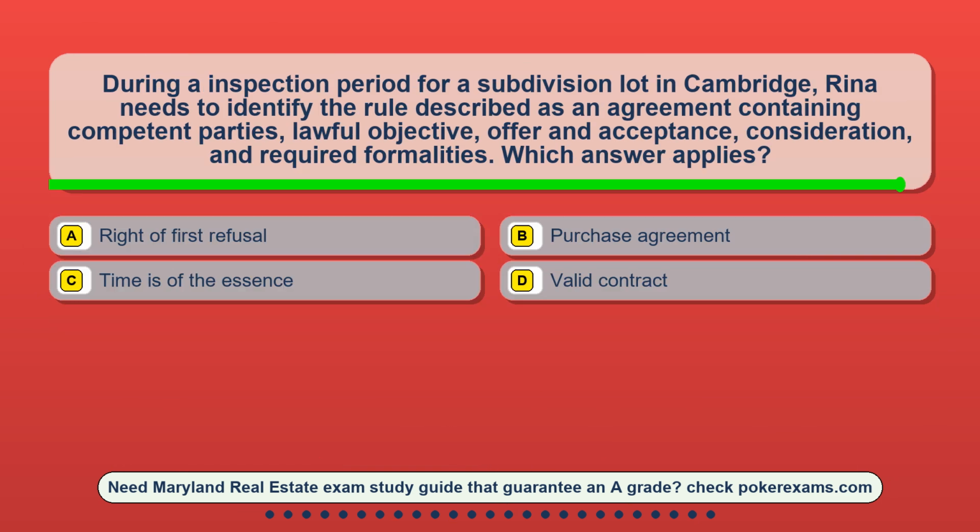Question 12. During an inspection period for a subdivision lot in Cambridge, RENA needs to identify the rule described as an agreement containing competent parties, lawful objective, offer and acceptance, consideration, and required formalities. Which answer applies? Option A, right of first refusal. Option B, purchase agreement. Option C, time is of the essence. Option D, valid contract.